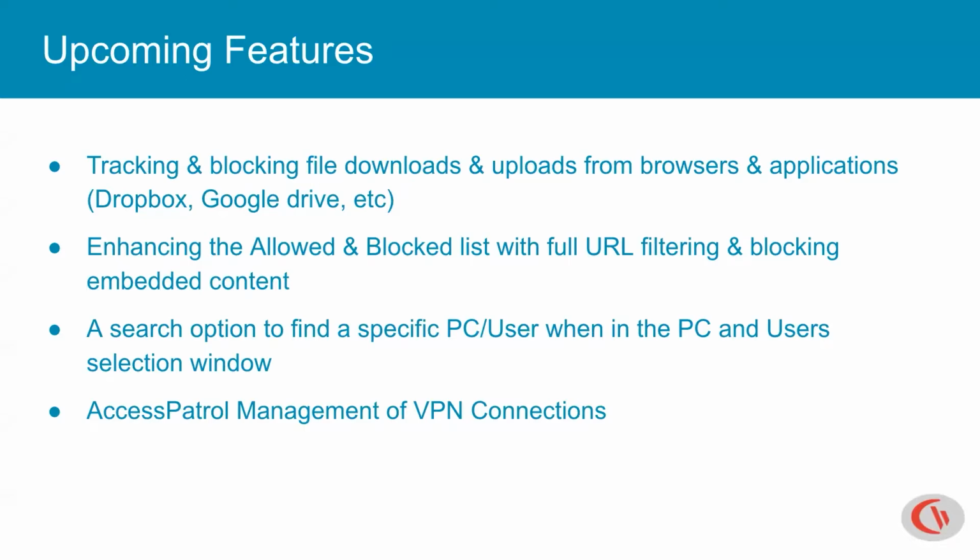Enhancing the allowed and blocked list with full URL filtering and blocking embedded content. So that's pretty self-explanatory. A search option to more easily find a specific PC or user when in the selection window. So rather than using the dropdown from the folder view, just being able to type in a specific user's name or a specific PC or device will make it a lot easier to find that specific user. And then for AccessPatrol, we're potentially rolling out management of VPN connections there. So those are all coming up soon, and we're excited to roll those out.